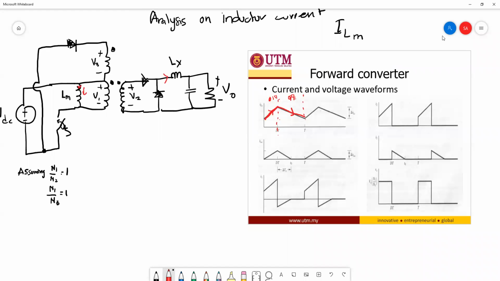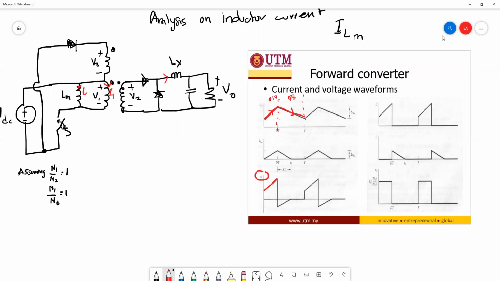The second graph here shows the current ILM. The third graph shows the I primary, which is I1. As you can see, the current across the LX is equal to I primary. We assume in this analysis that the ratio between N1 and N2 is equal to 1, and N1 to N3 is also equal to 1. So this transformer just provides isolation. The function is for the isolation.